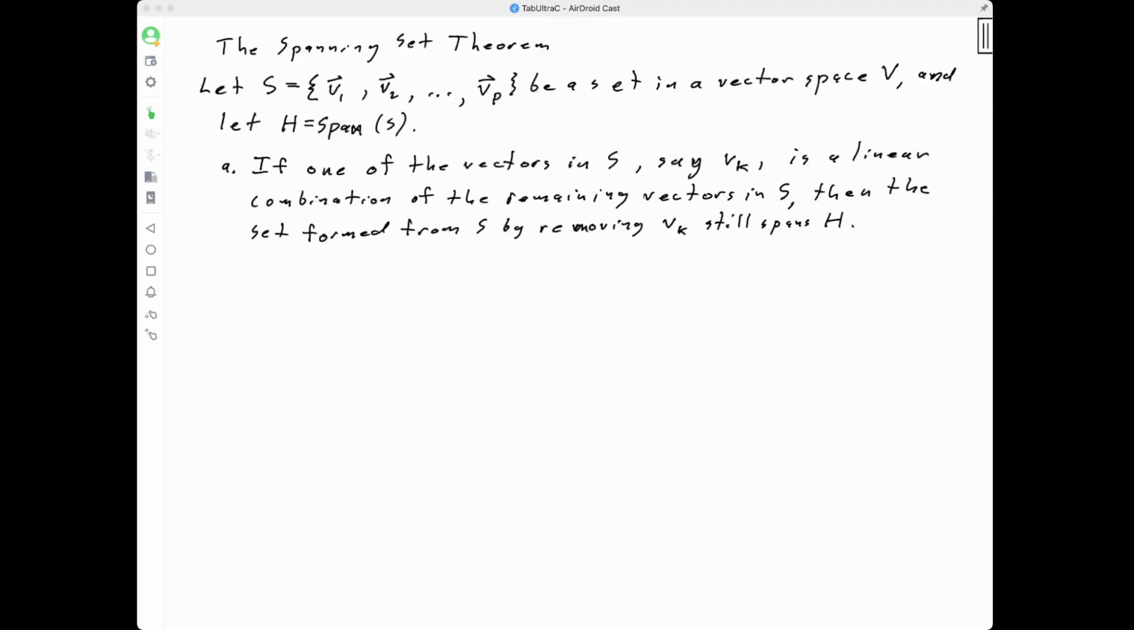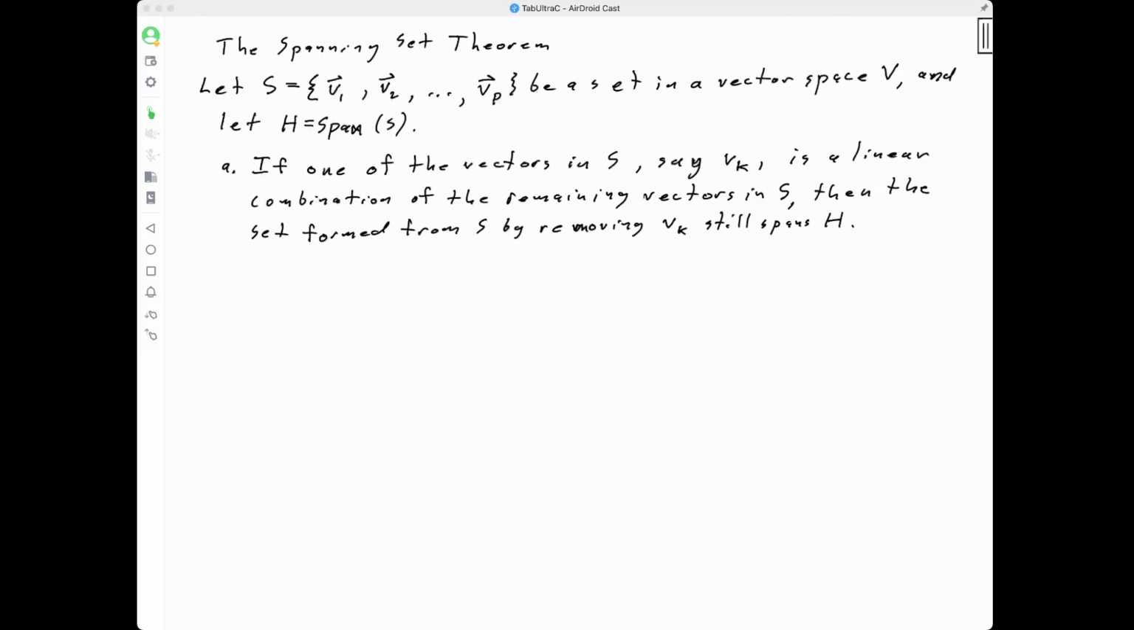This should be a fairly obvious statement. If I've got some vector Vk that I can write as, let's say, 2v1 plus 3v2 or something along those lines, then for any linear combination of all the vectors in S, I can replace whatever the multiplier of Vk is by changing all the pieces that added up to get Vk. And I would get the same vector. So that doesn't change the span. Removing anything that is a linear combination of other vectors doesn't change the span.